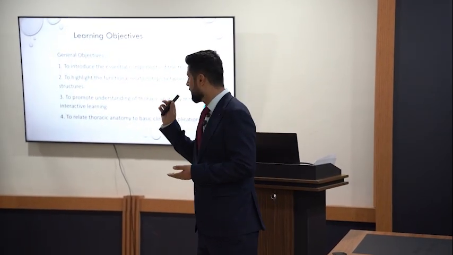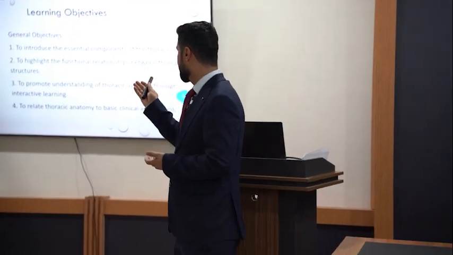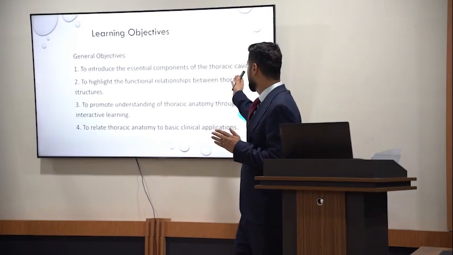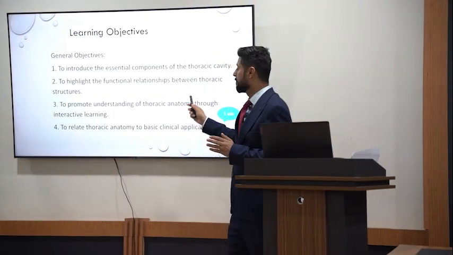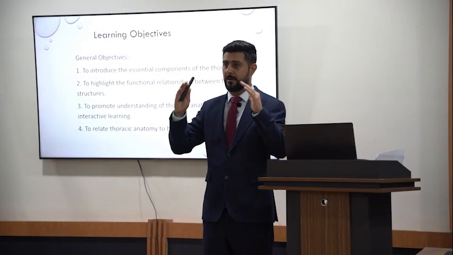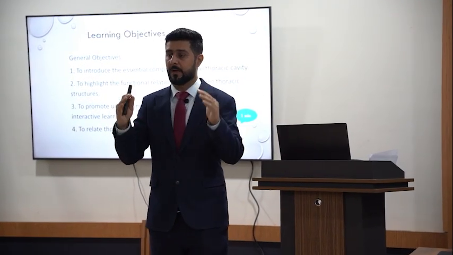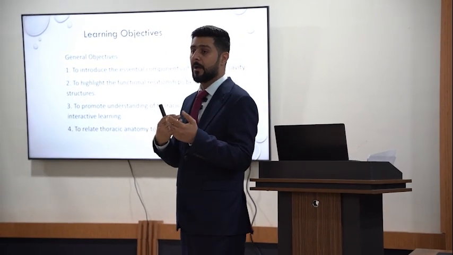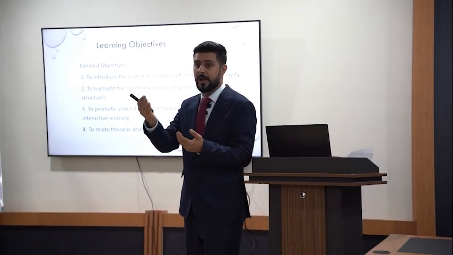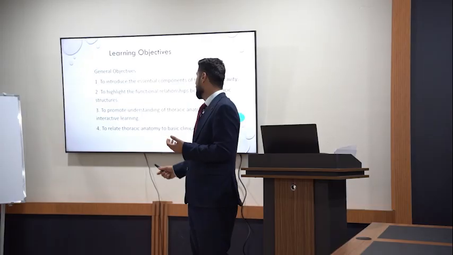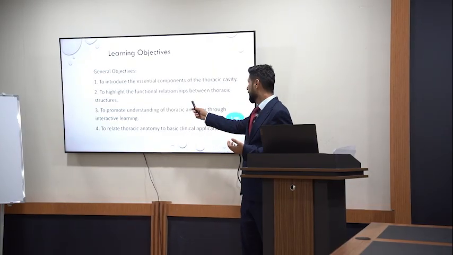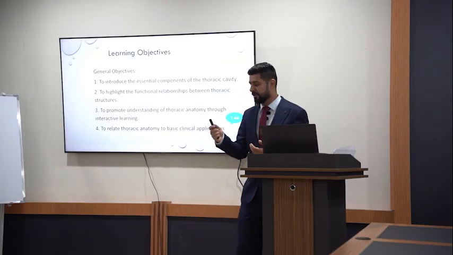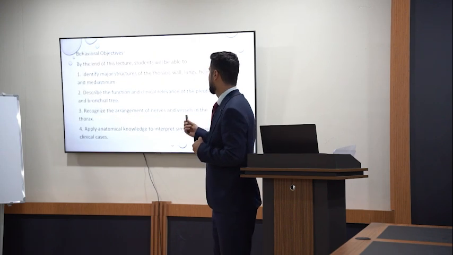So, learning objective: identify and introduce the essential components of the thoracic cavity. It's important to know what the components of the thoracic cavity are. Functional relationship between thoracic structures: the lungs on both sides, the thoracic cage outside the lungs, the heart in the center, and the esophagus posteriorly. Why? Because it can guide me throughout the treatment of the patient, and understanding the thoracic anatomy through interactive learning and basic clinical application in other lectures.